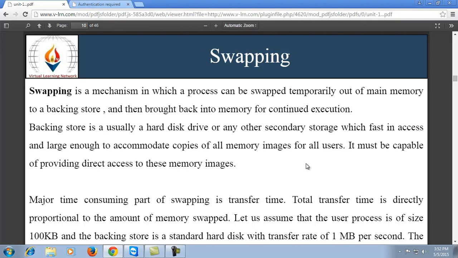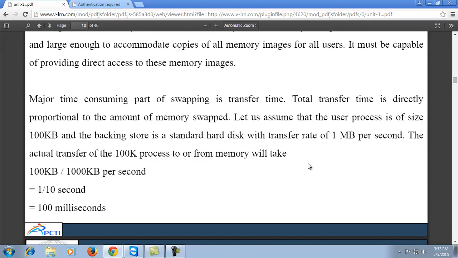The backing store is usually a hard disk drive or any other secondary storage which is fast in access and large enough to accommodate copies of all memory images for all users. It must be capable of providing direct access to these memory images. In swapping, a major time-consuming part is transfer time. Total transfer time is directly proportional to the amount of memory swapped out and swapped in.